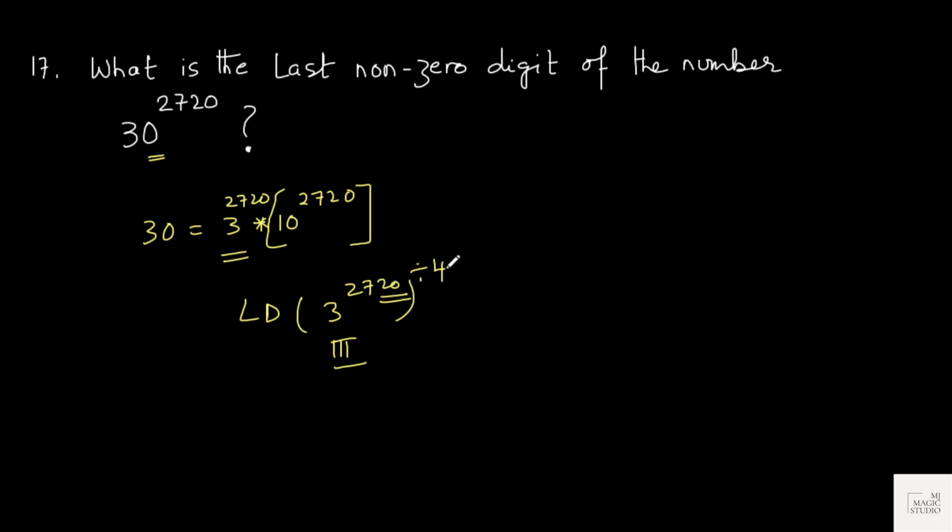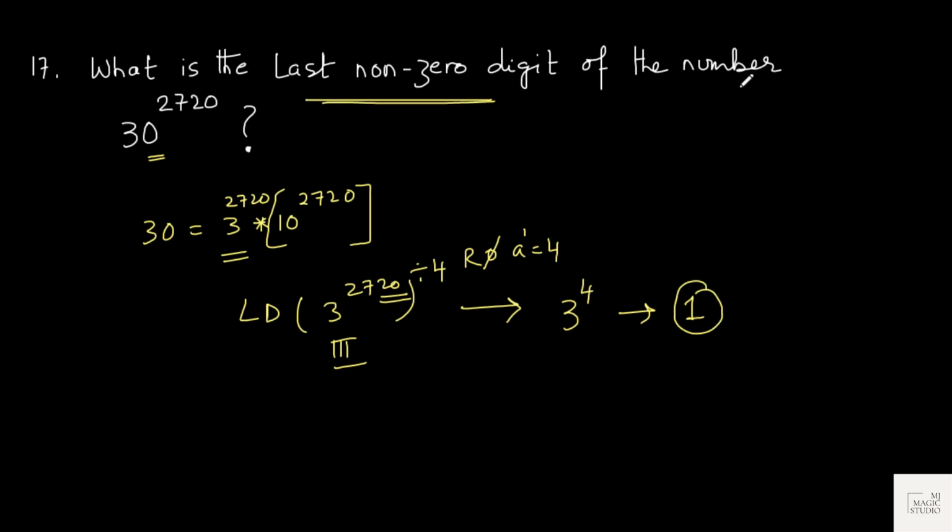20 is divisible by 4. That means remainder is 0. If remainder is 0, the value of new A will be 4. So the last digit of 3 to the power 2720 is 3 to the power 4, 81. Last digit is 1. That means the last non-zero digit of this number when expanded is 1.